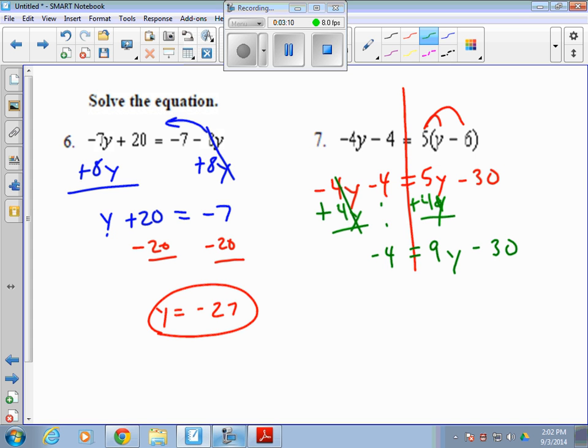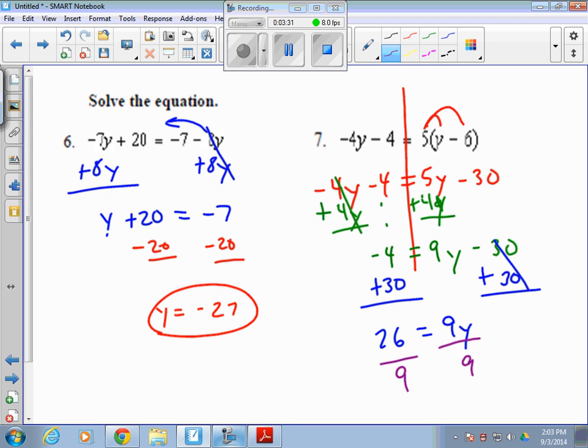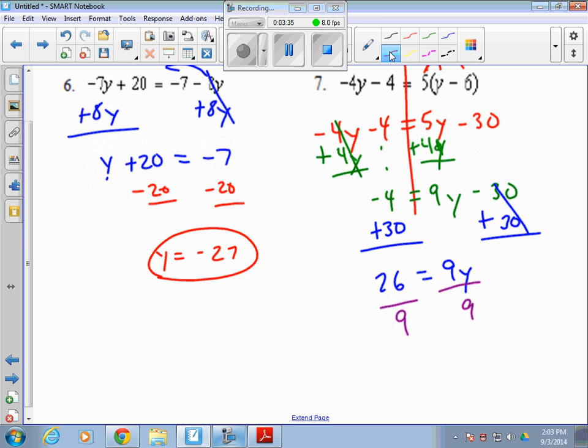The other part's canceled. 9y is on the right, so bring the negative 30 over to the left. It says minus 30, so undo that by adding it. If you add it there, add it here. Negative 4 plus 30 is going to be a positive 26 equals 9y still. This will cancel out. Get rid of 9 times something by dividing by 9. If you divide the right, divide the left, and see if there's one number that goes into both of those. It does not. Therefore, y equals 26 over 9.